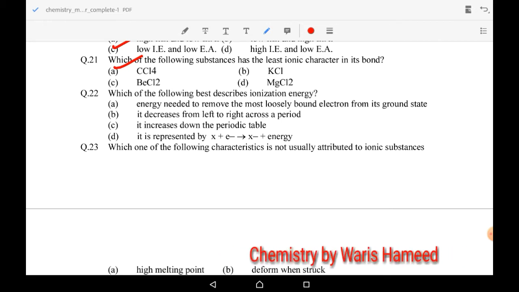Which of the following best describes ionization energy? The energy needed to remove the most loosely bound electron from its ground state. A option is correct related to this answer, so we can mark it.